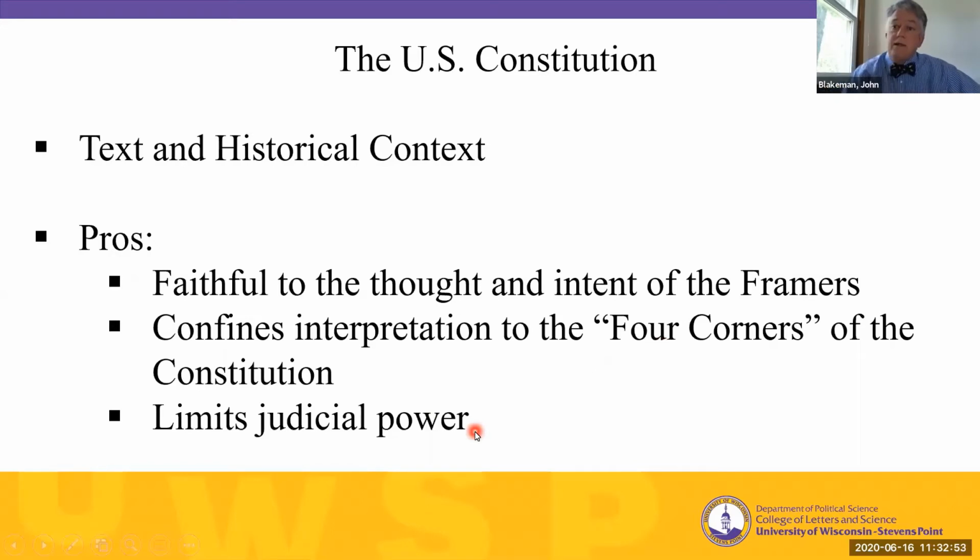And from a practical perspective, it limits judicial power. If we tell judges that they have to interpret the Constitution based on the intent of the framers, based on the words, based on the four corners of the document, then it limits their power. And remember, federal judges are unelected.